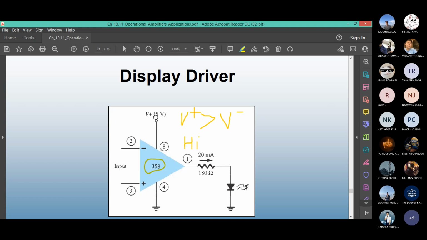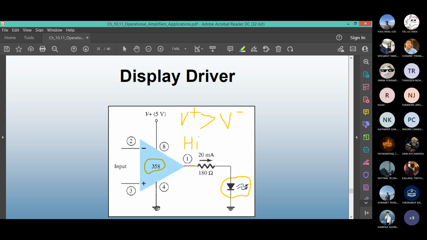When there's a high output, you know what the output will be from the op amp. In terms of voltage, it will go to saturation plus 5 volts, but you will also have 20 milliamperes of current, enough current to display on this LED. If V plus is no longer greater than V minus, it will go to saturation low.